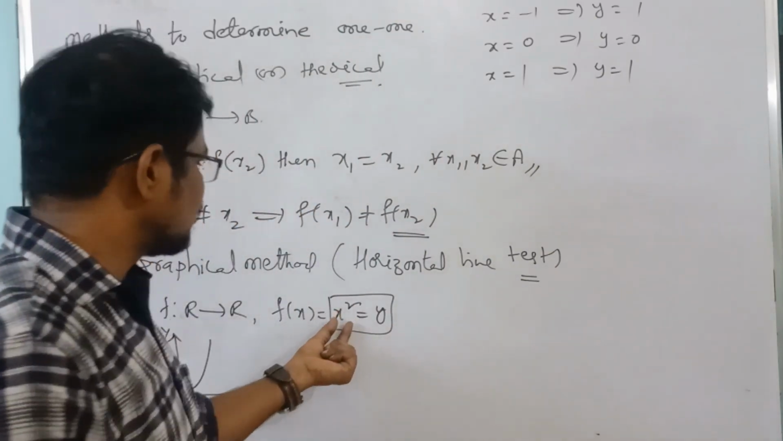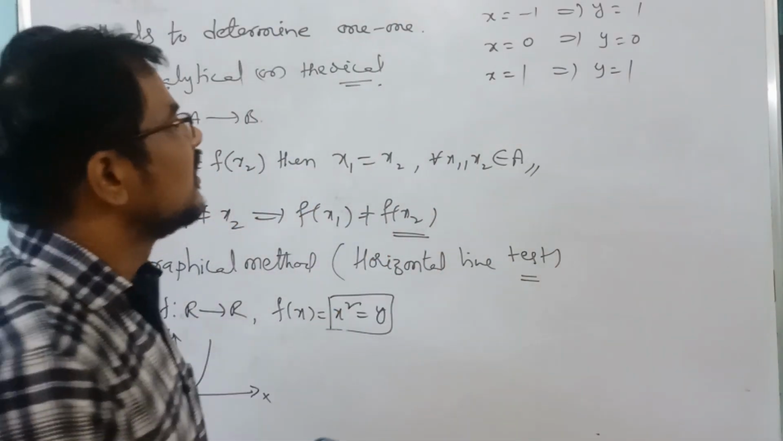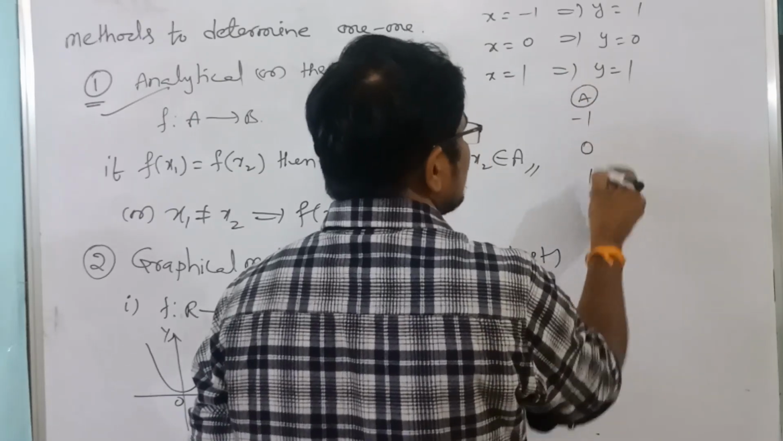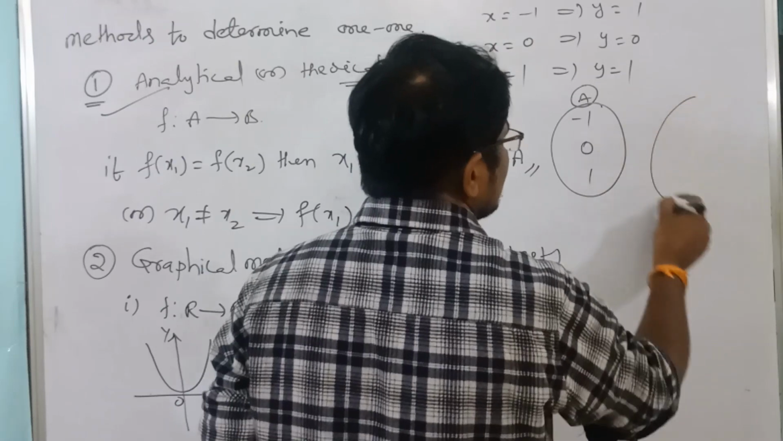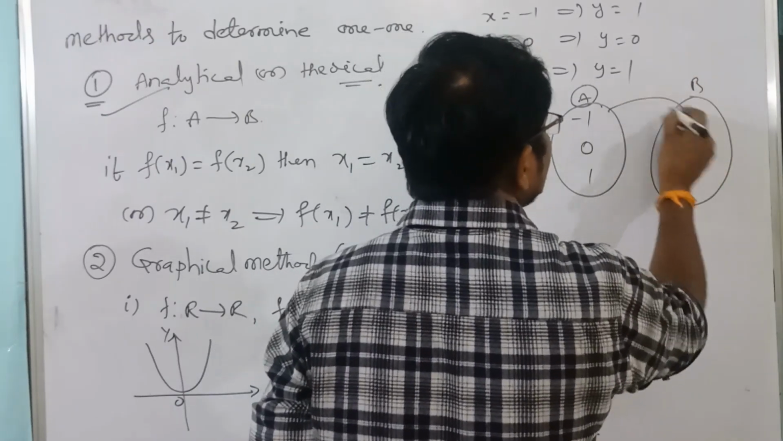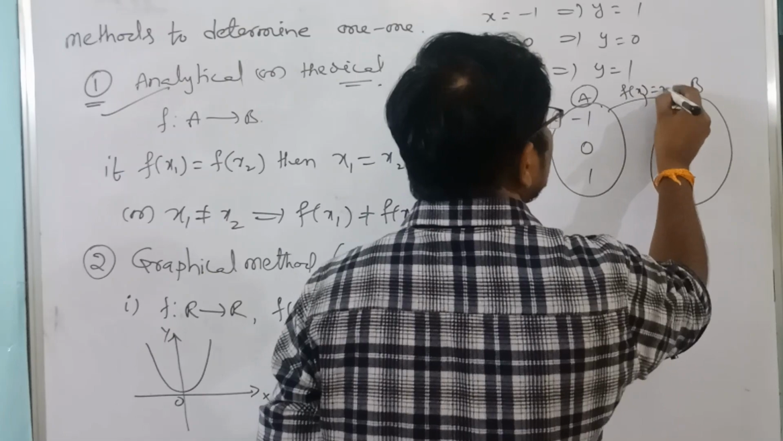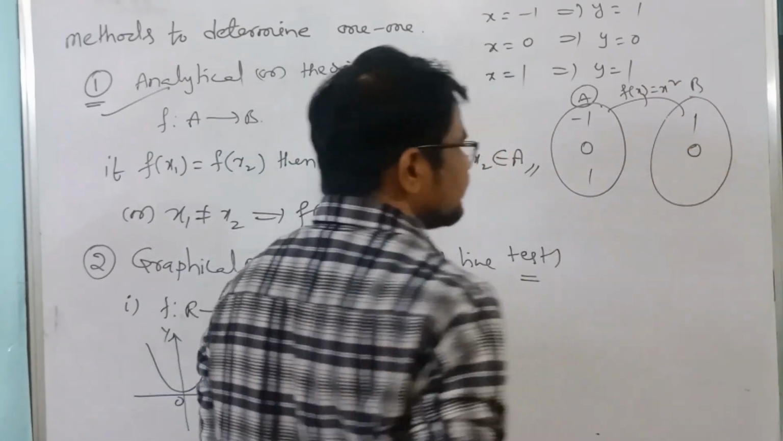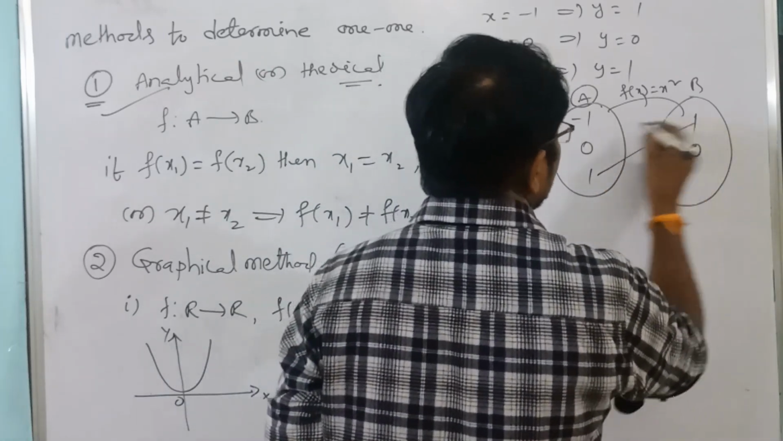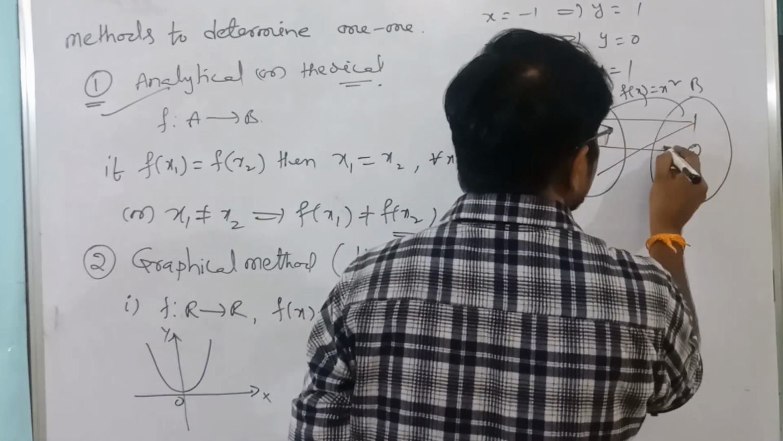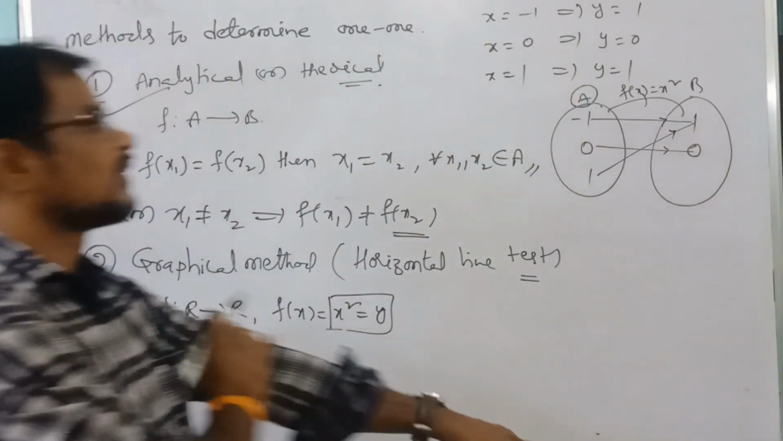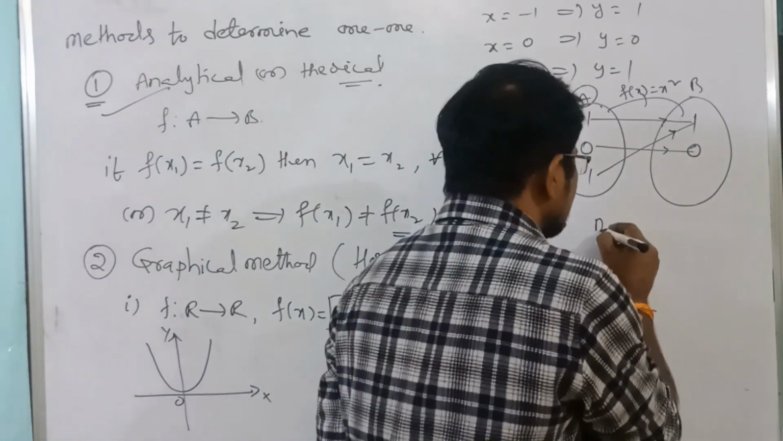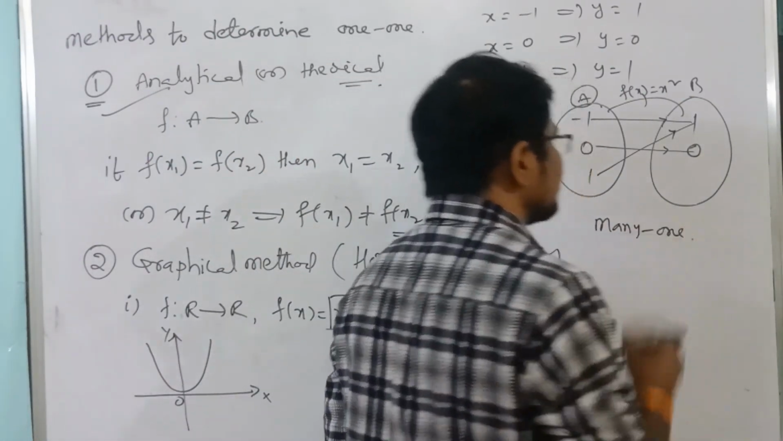See, x equal to -1 gives y as 1. Here in the set A we have -1, 0, 1, associated with B by our function f of x equals x square. f of -1 is 1, f of 0 is 0, f of 1 is also 1 only. If you take it in verbal form, what are you observing? Is it a 1-1 function? No, it is a many to one function.